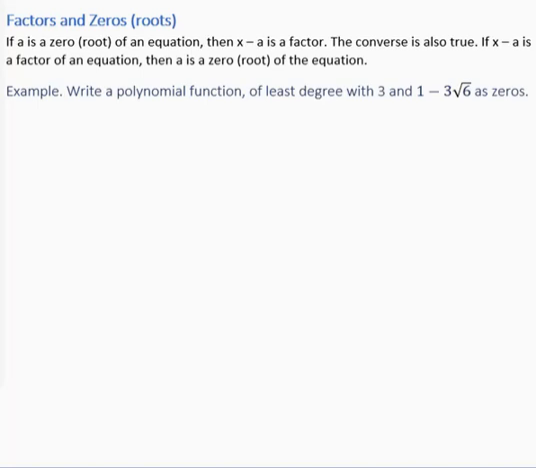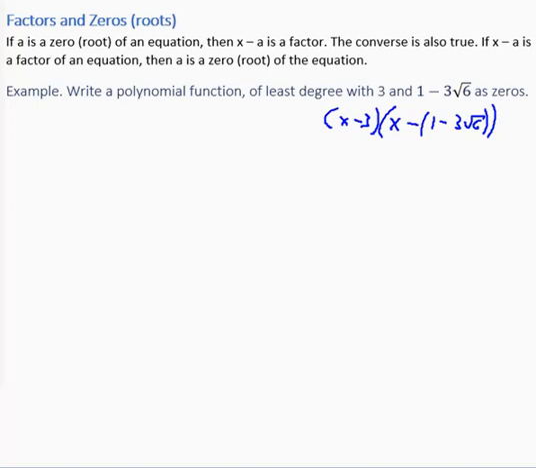And so what we do here, if 3 is a 0, this means x minus 3 is one of our factors. This one gets a little tricky. If 1 minus 3 root 6 is a 0, then x minus that number, so minus, and then I put this in parentheses because that negative will get distributed, then this is a factor. So if we know zeros, we actually also know factors.